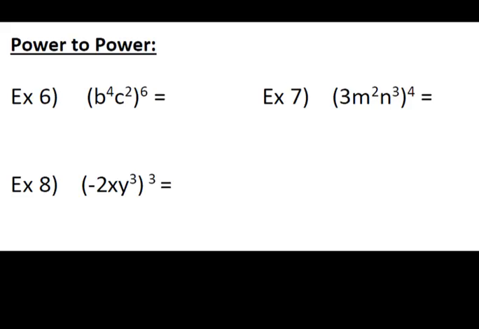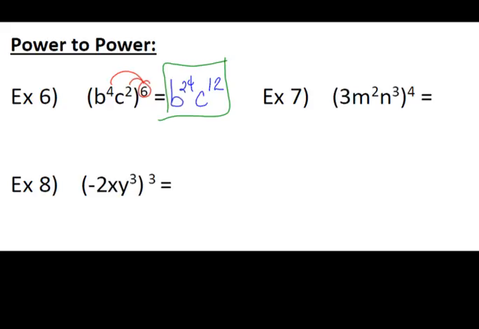For my power to power, here I have to take the one on the outside of the parentheses and distribute it to every exponent on the inside. So I'm going to multiply each exponent by 6. So I now have b to the 6 times 4, which is 24, and then c to the 6 times 2, which is 12. And this would be my final answer.